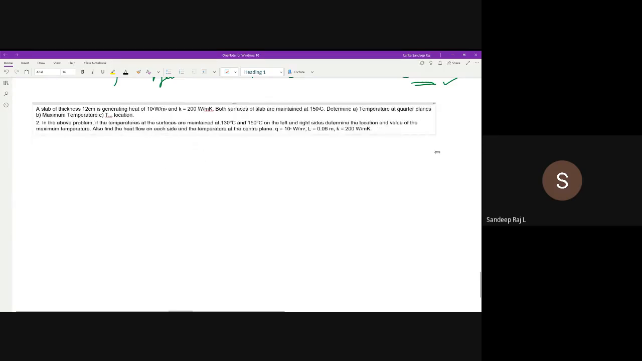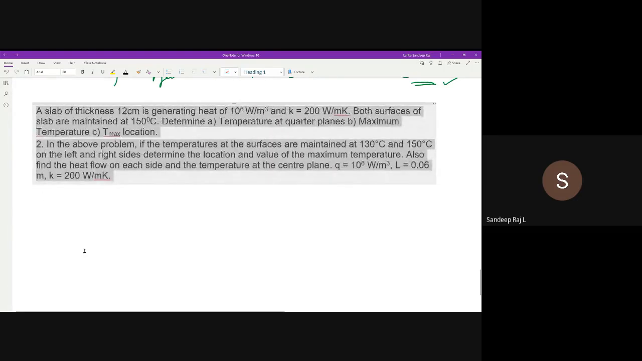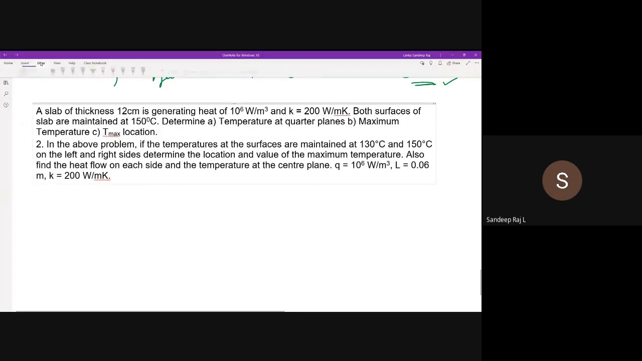The first question we have already seen, and the second question let us see now. From here onwards, let us see. Okay. This is our question now. See, in the previous question, both surfaces are maintained at 150 degrees centigrade. Now, in this case, it is 130 degrees centigrade and 150 degrees centigrade that is given in the question.